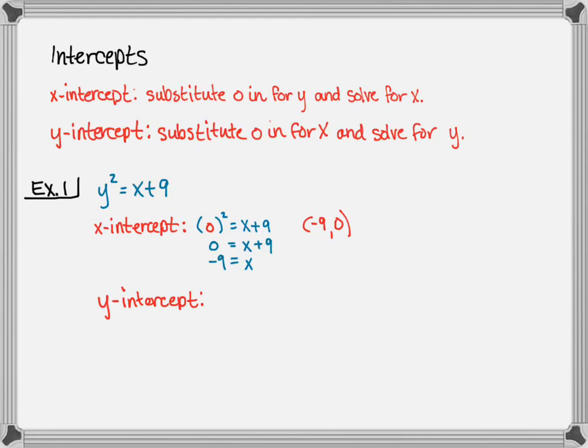To find the y-intercept, remember we're substituting 0 in for x this time. So y squared equals 0 plus 9, or y squared equals 9. Square rooting both sides, we get y equals plus or minus 3. So there are two y-intercepts here. So we have 0, 3 and 0, negative 3. So one x-intercept and two y-intercepts.